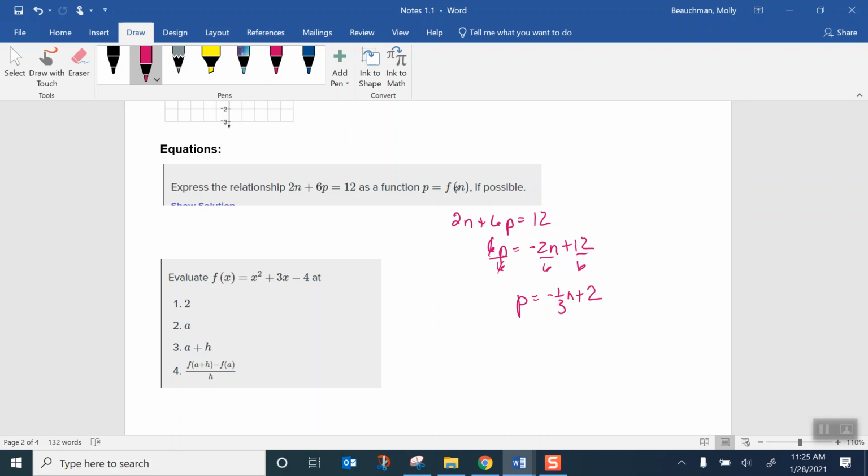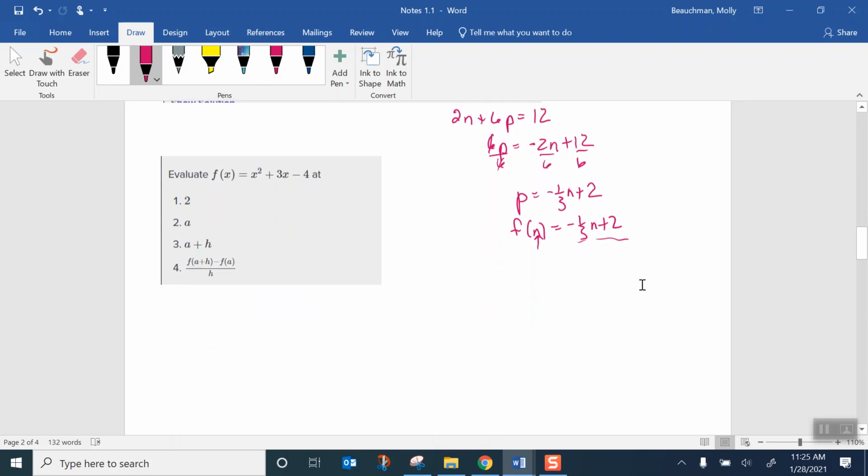And then now we substitute the function notation. That is the graph of a line, and all lines are functions. So now we can call that f of n is equal to negative 1/3 n plus 2. So the notation just tells us it's a function. It means n is the input, the independent variable, and then this is the output, the dependent variable.